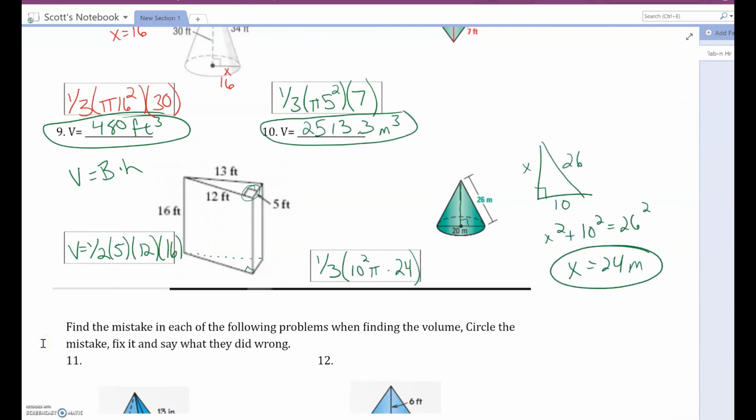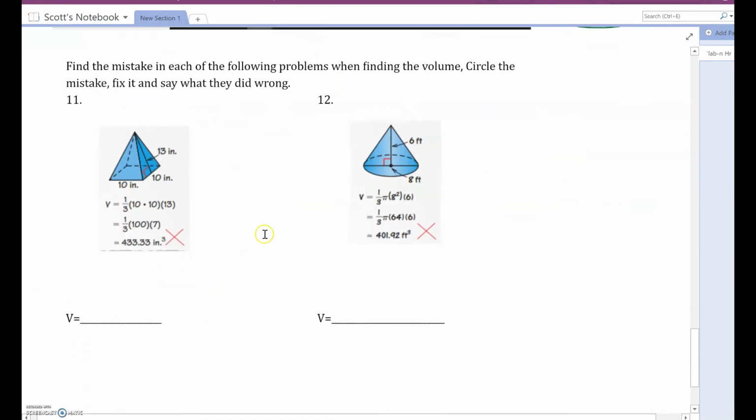Alrighty, so meets at a point, so 1/3. This is the diameter, so I need the radius, so 10 squared times pi. Then you'd fill it up. Make sure we use Pythagorean Theorem. The biggest thing, guys, if you have a slant, make sure you use Pythagorean Theorem. Times 24 should give you this up here at the top, 2513.3. And then I'll have you guys do these on your own.